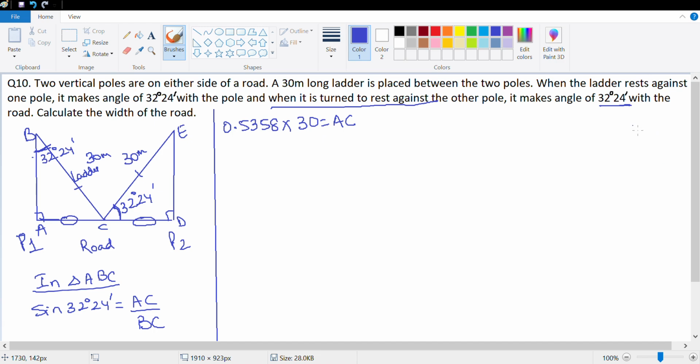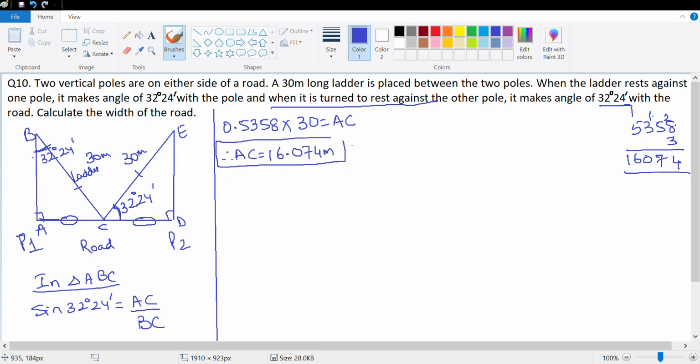Let's do this multiplication. 5358 multiplied with 3. 3 8s are 24, 15 plus 2 is 17, 9 plus 1 is 10, 15 plus 1 is 16. So that's 16074. How many decimals? 4. 1 2 3 4, but there is a 30, which means 3 decimals. Therefore AC is equal to 16.074 meter. So we've got the width of one part of the road at least.